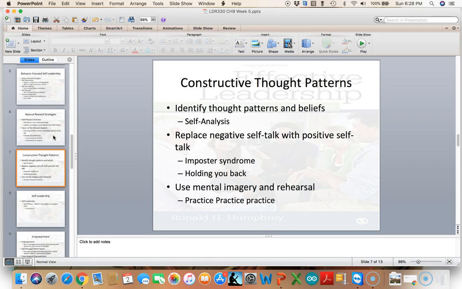As a new doctor myself, I can tell you, I finished my dissertation and graduated in 2017, and those little voices that would hold you back or would tell you, what business do you have doing this or that, ring loudly in your ear, especially when you're venturing out of your comfort zone to come out and teach other people. You want to use mental imagery and rehearsal.